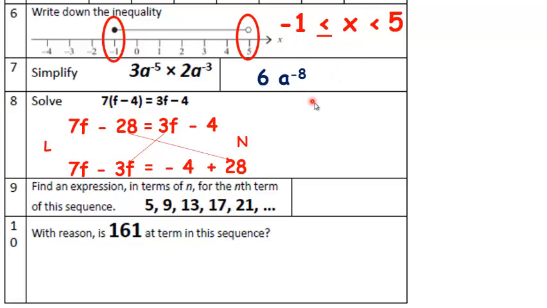If I tidy up both sides, 7f take away 3f is 4f, -4 plus 28 is +24. Divide by 4, and that's going to give me 6. f is equal to 6.